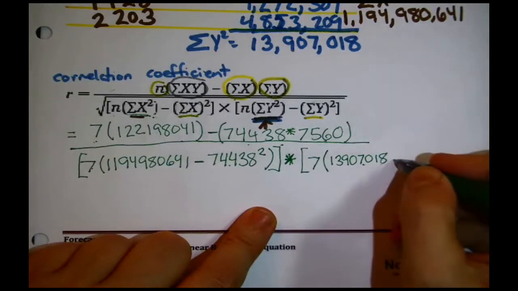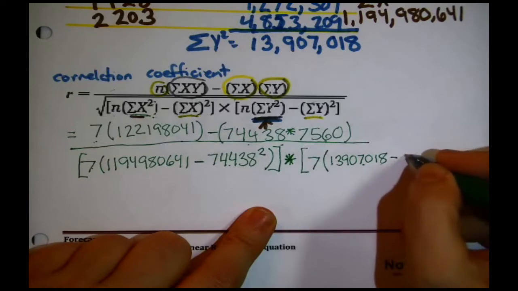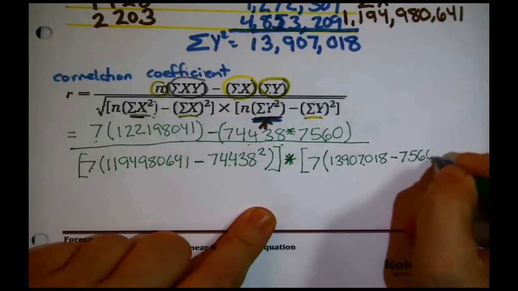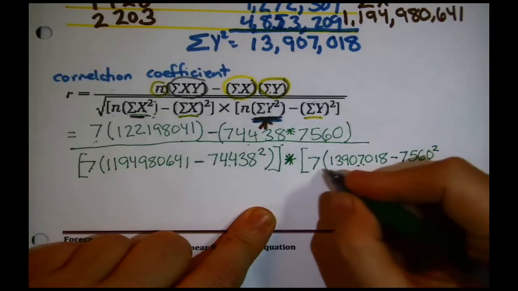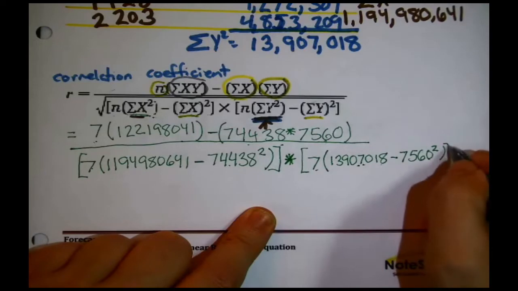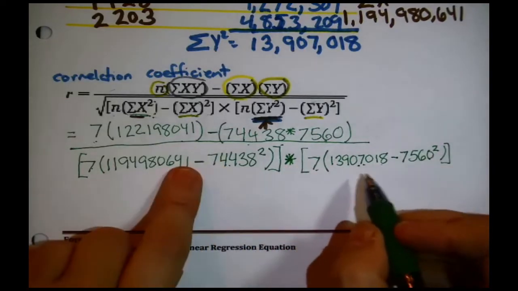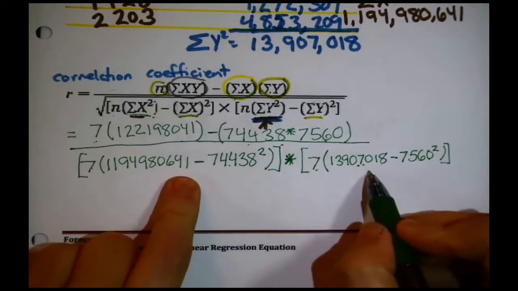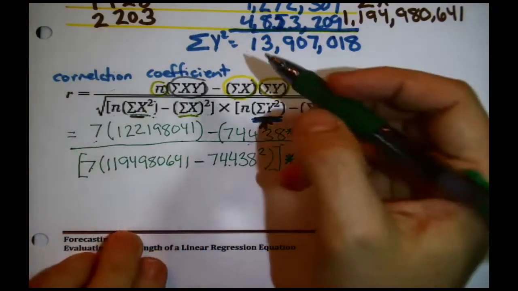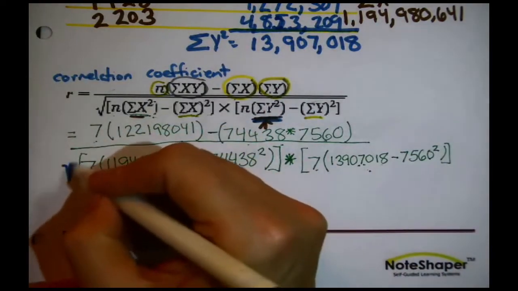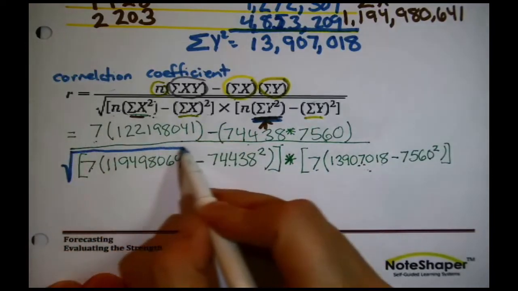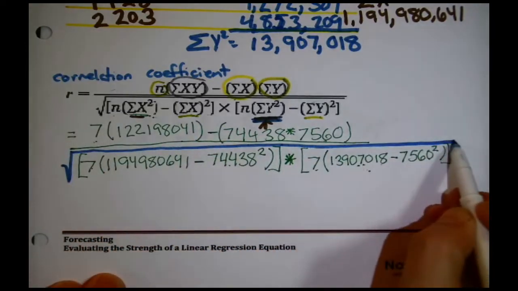13907,081 minus the sum of y squared. The sum of y was the 7560. Square that before you subtract it out of this, then multiply it times 7. And then it's this overall multiplied times that. And before you say, yay, I have the denominator, remember, all of this goes under a big square root.